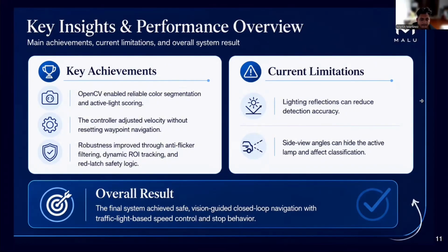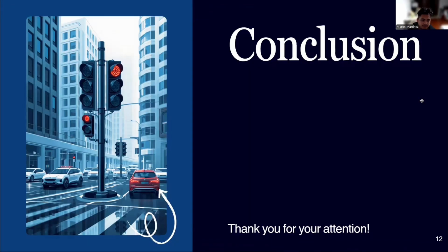In conclusion, this implementation demonstrates how a mobile robot can combine computer vision and feedback control to react to its environment. The perception system provides a stable traffic light state, and the controller converts that state into robot behavior while preserving waypoint navigation.